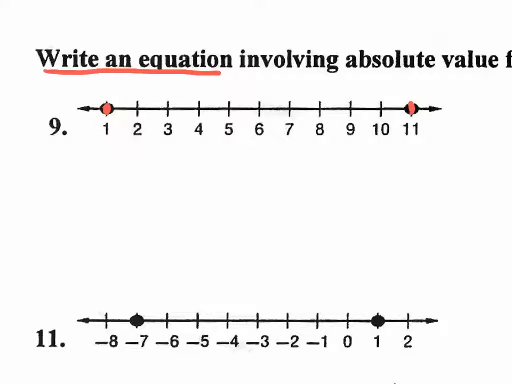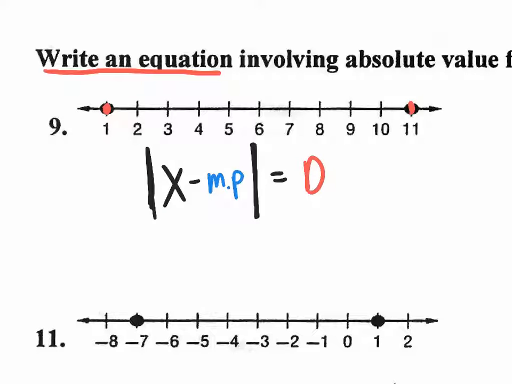So what could we do right here? We need to remember the notes that we had earlier. How do we set up an absolute value equation when they give us the two answers? You do absolute value of x minus midpoint equals the distance from the point to the midpoint.